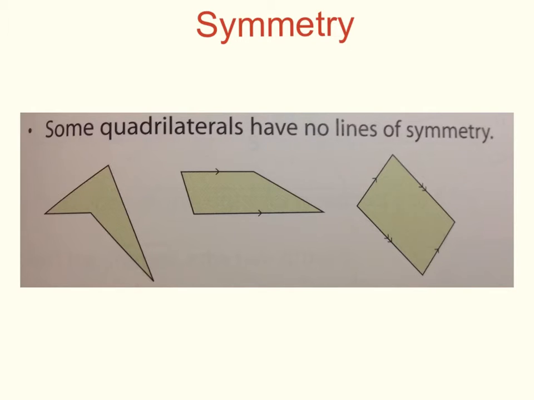And on the far right one, that parallelogram, that almost seems like it might work, but you have to think, if I folded it, would that corner match with that corner? Probably not. I think this corner would fold over and it would end up more like there. So it doesn't quite work. So those shapes have no lines of symmetry. Not everything will have a line of symmetry.